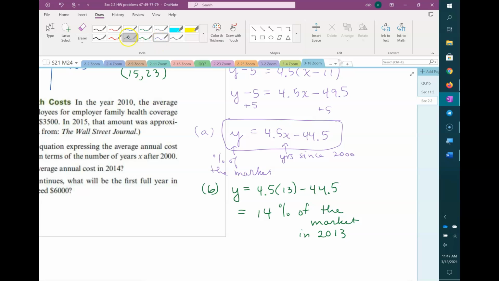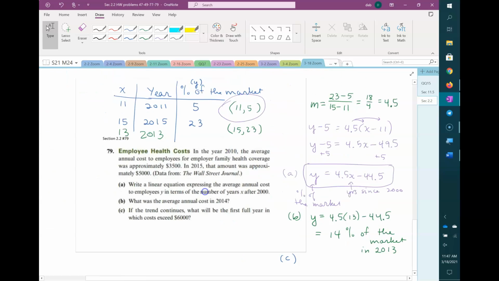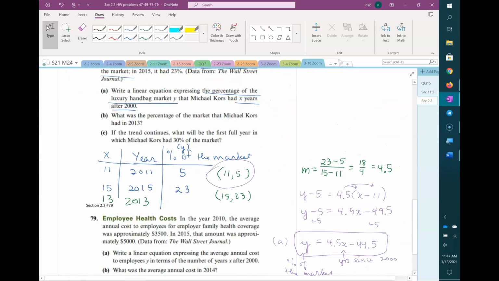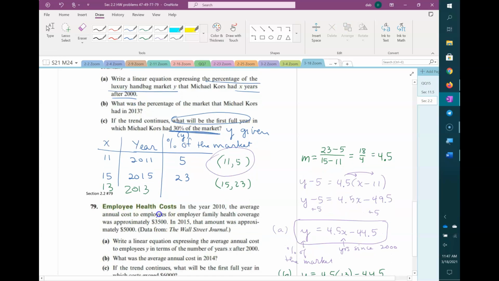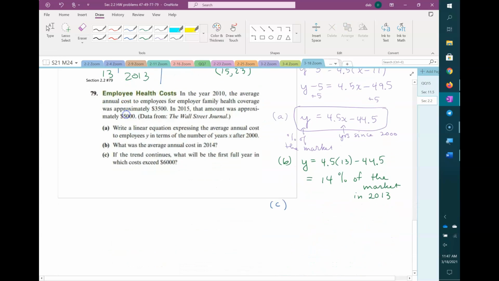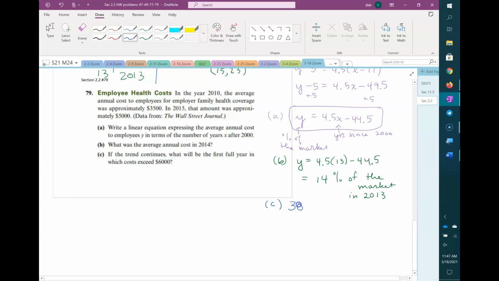Okay, and then part C asks you to use the equation in a different way. It gives you the percent of the market, so this is the Y, and asks you to find the year, the X. So it says, when will it be 30? So you put 30 in for the Y, and you don't know what the X is. You're going to solve for when does that happen.